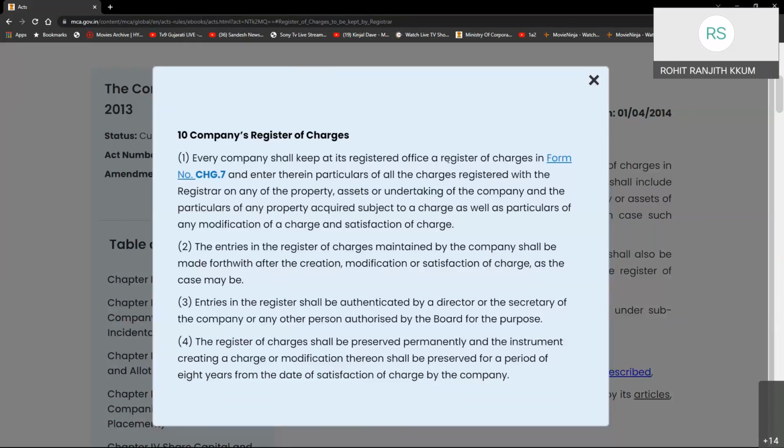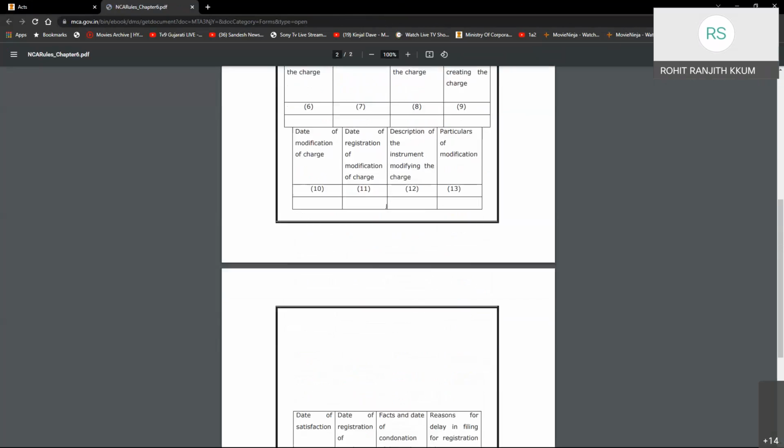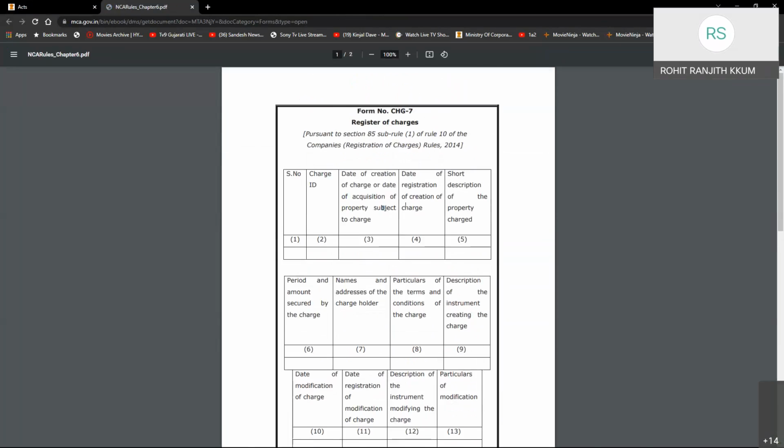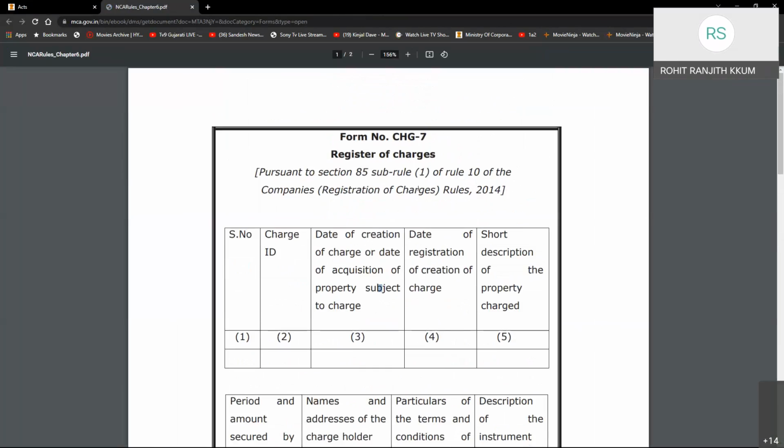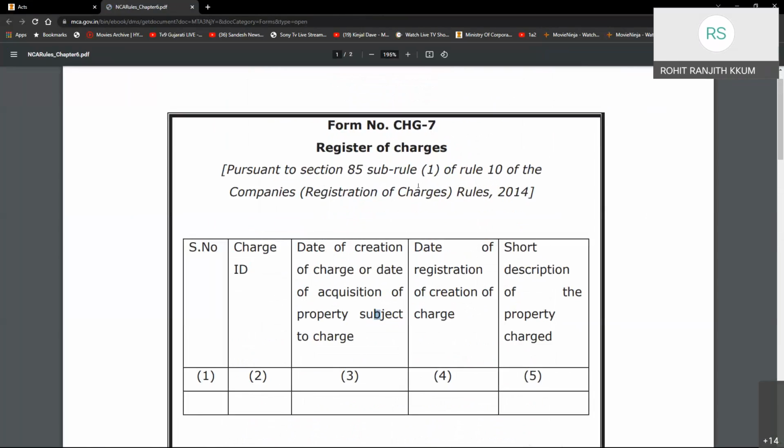Look, guys, the register will be maintained in Form number CHG-7. If you just click on the CHG-7 form, this is how it looks. Did you see? It is the format. Are you able to see this CHG-7 form, all of you here? Please keep on responding so that I can see that you are here.